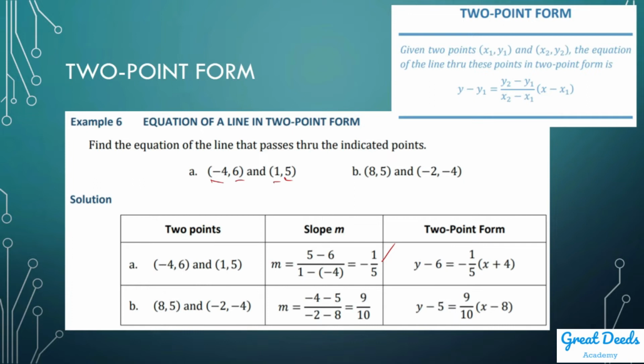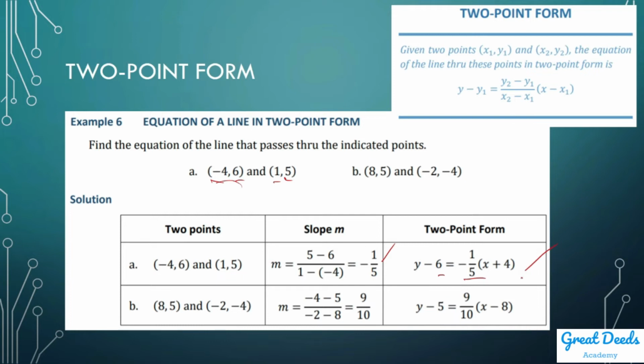So how do you write it in two-point form? Okay, so this is the slope, and then you can choose any point between the two. So I chose this. Okay, so be careful here. Okay, so it's y minus 6. Okay, the number here should be the y coordinate of the point, is equal to -1/5 times x minus -4.